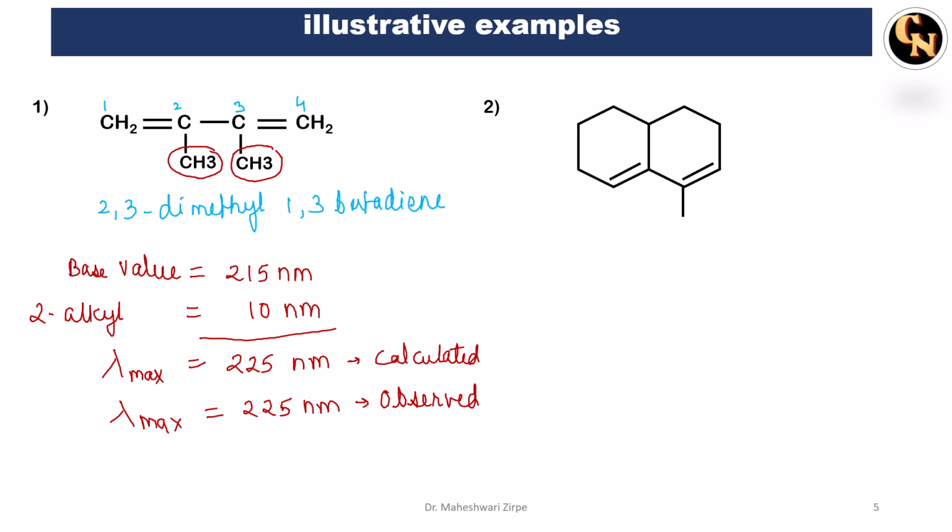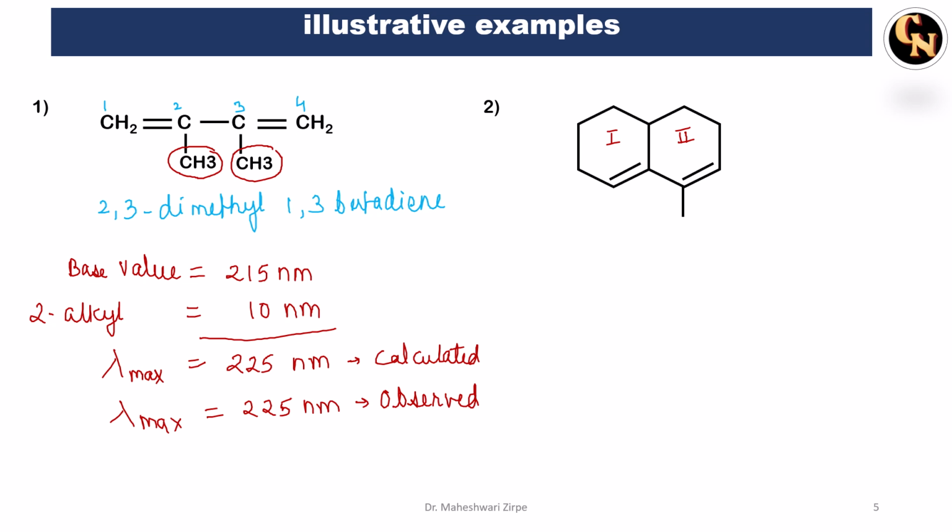Understood? So this way, without an instrument, we can calculate the lambda max value for UV visible spectroscopy using Woodward-Fieser's law or rule. So let us see the next example. If you see the next example, you will find it is a diene, but here there are 2 rings. Let us number them as ring number 1 and ring number 2.